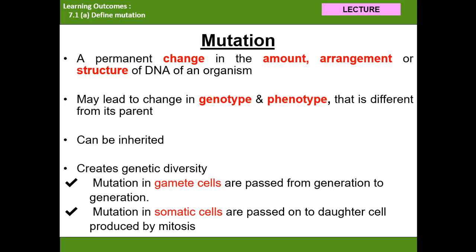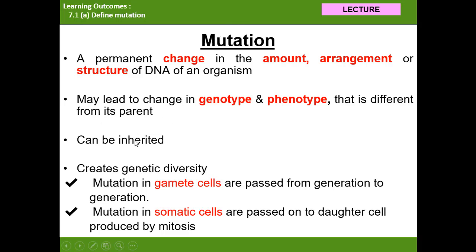The definition for mutation is a permanent change in the amount, arrangement, or structure of DNA of an organism. Mutation may lead to change in genotype and phenotype that is different from its parent. If you still remember, in the previous topic, genotype is the genetic code for an individual, and phenotype refers to the physical appearance of an organism.